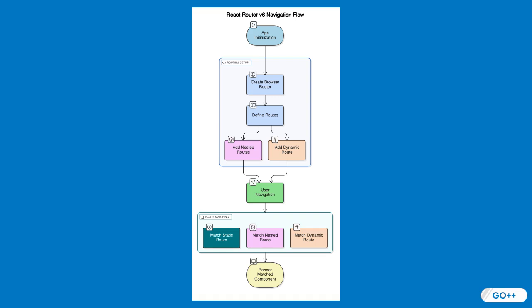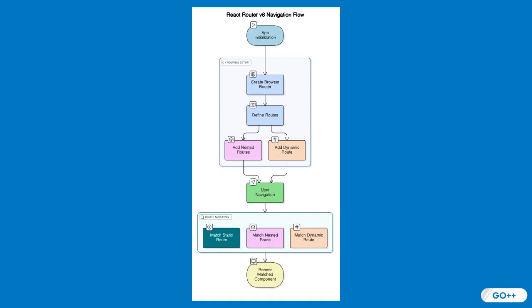Dynamic routing is another powerful feature. It allows your application to adapt to user inputs and interactions by using URL parameters and query strings. For instance, in an e-commerce application, you might use dynamic routing to display different product details based on the product ID in the URL.